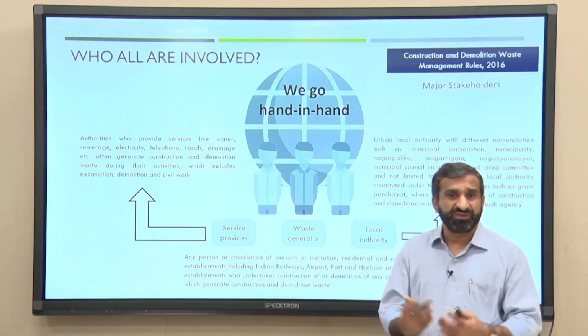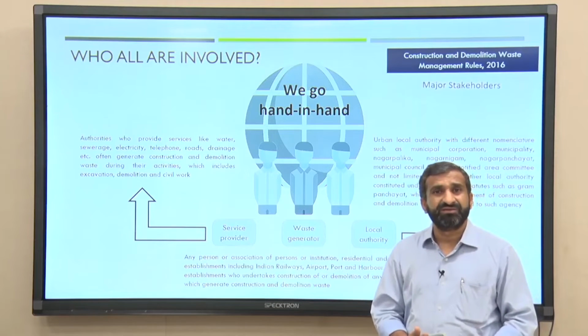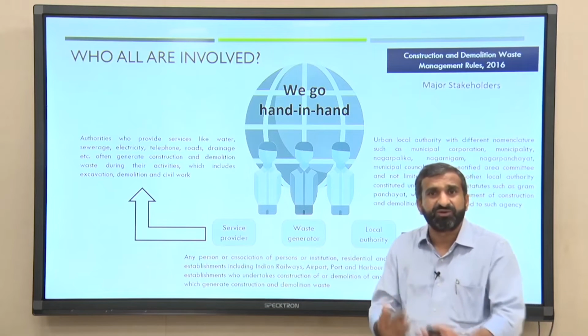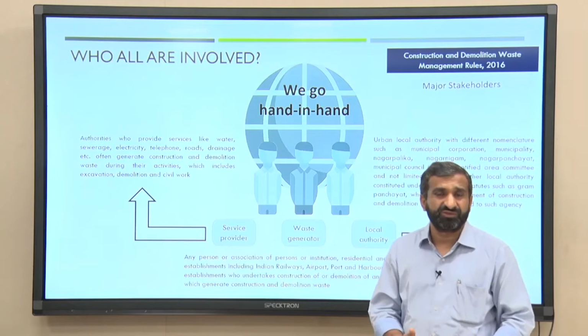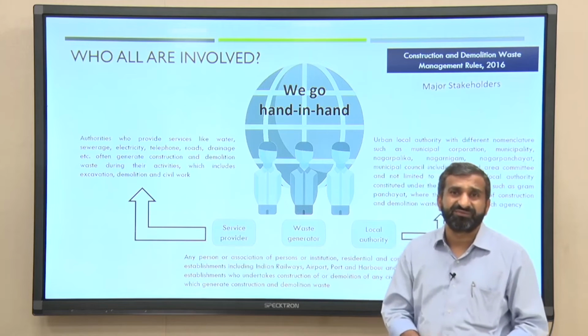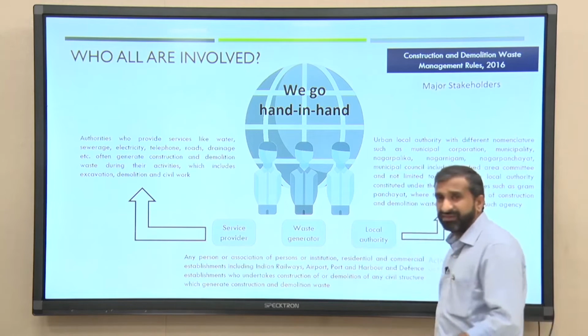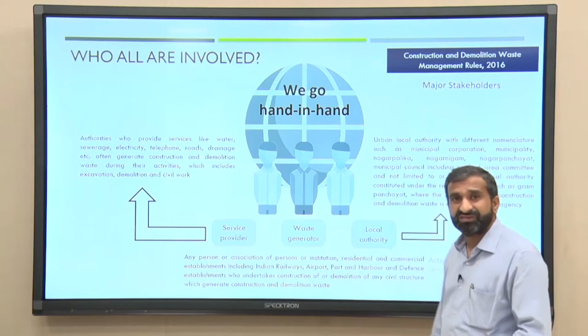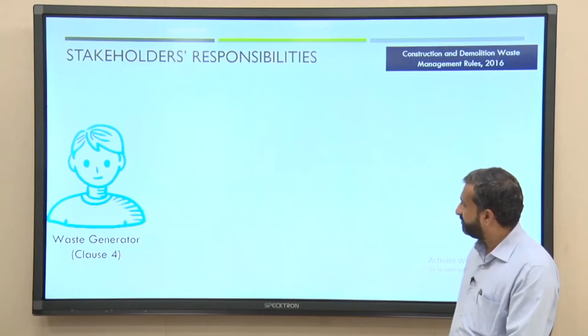And suppose some kabadi wala is able to collect that particular waste, so you have to provide a particular facility for that. So, that is the major task for the major stakeholders in the C&D waste.